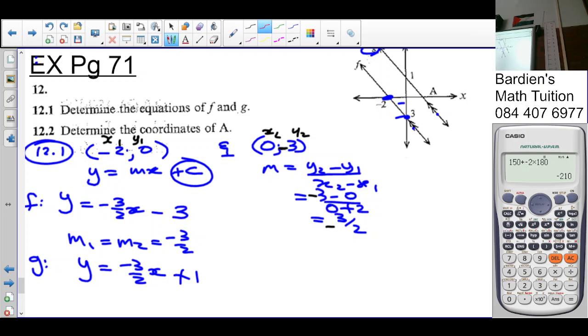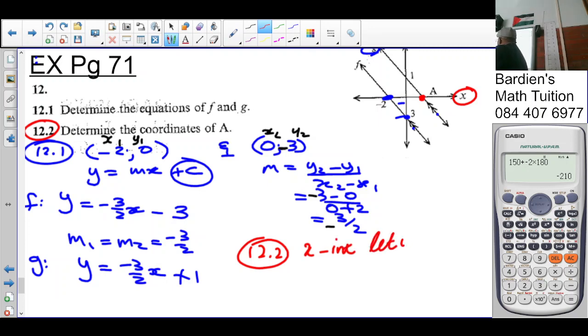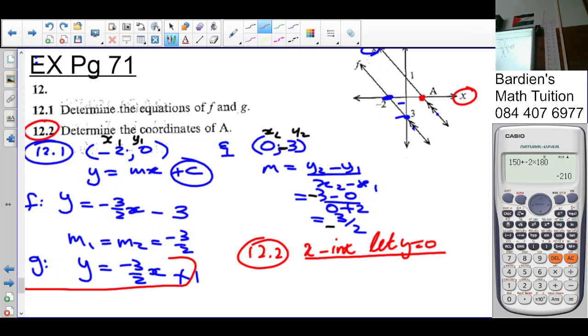The next question is 12.2. We are asked to determine the coordinates of A. People, what is A here? It's your x-intercept. How do you calculate the x-intercept? With y equal to 0. So remember, that is on the equation of g of x, and this is the equation of g of x. Can you see that, people?